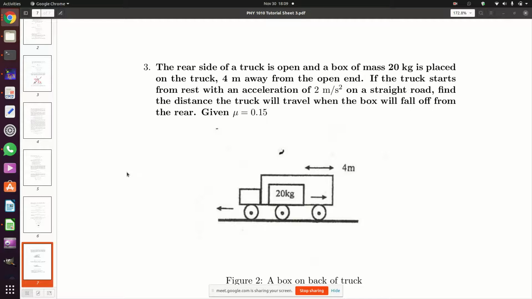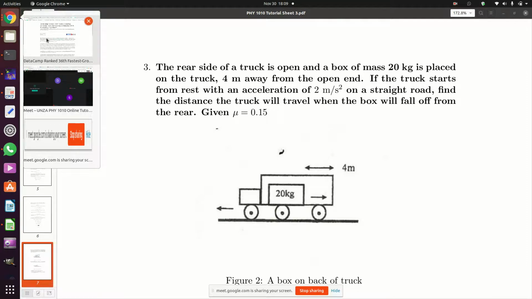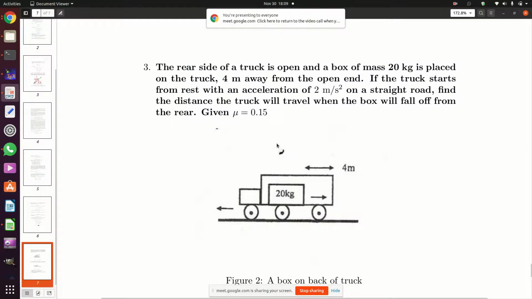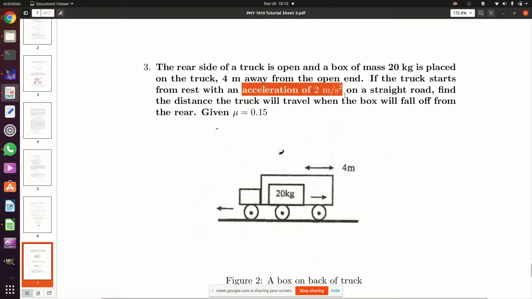this question, you have to understand why, as we are told, if the truck is moving forward with acceleration of 2 meters per second squared, the box, which weighs 20 kg, is moving backwards. Do you know why that's happening? Do we understand the reason why, if something is accelerating, the key word here is accelerating, if something is accelerating forward, the truck moves backwards.